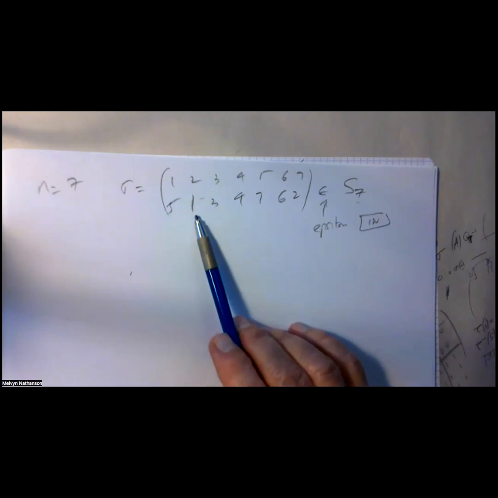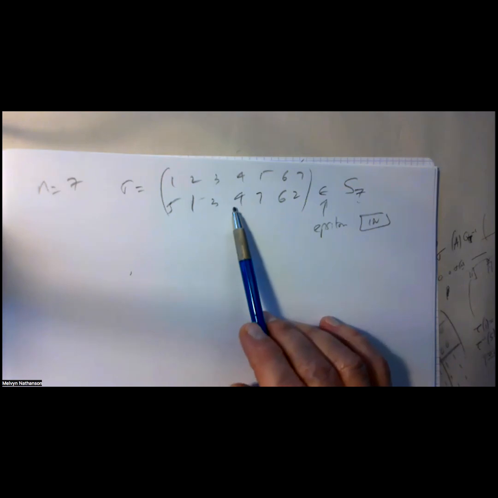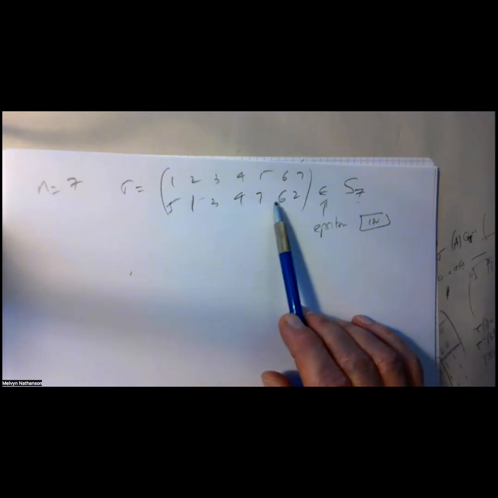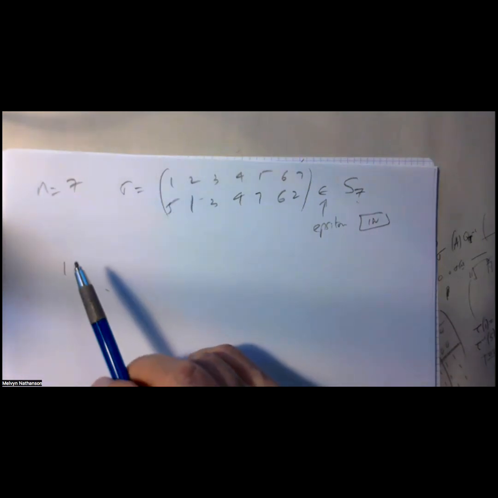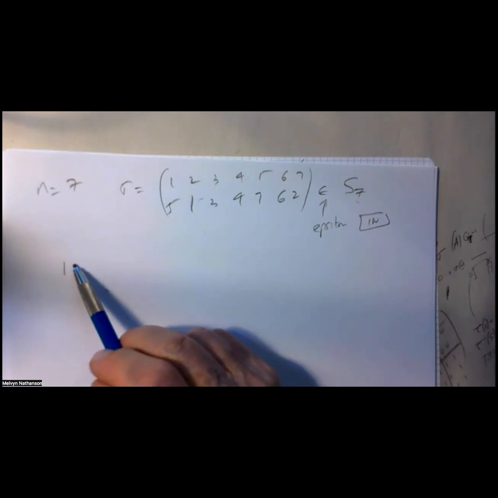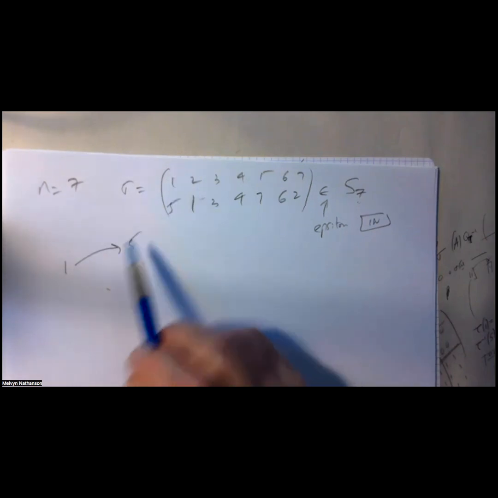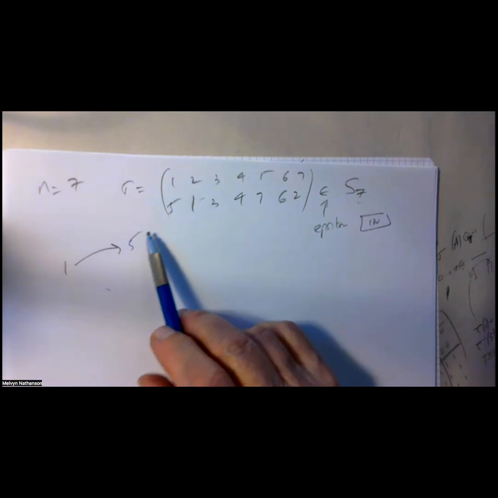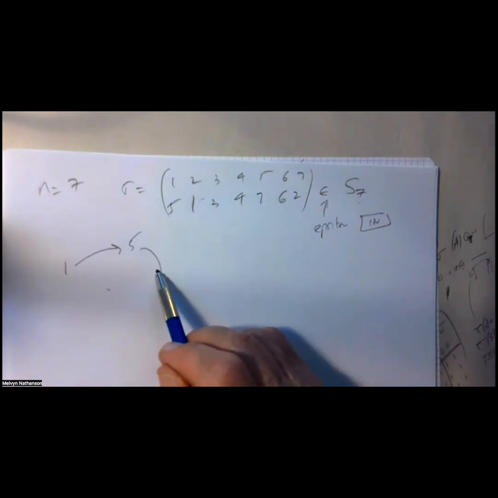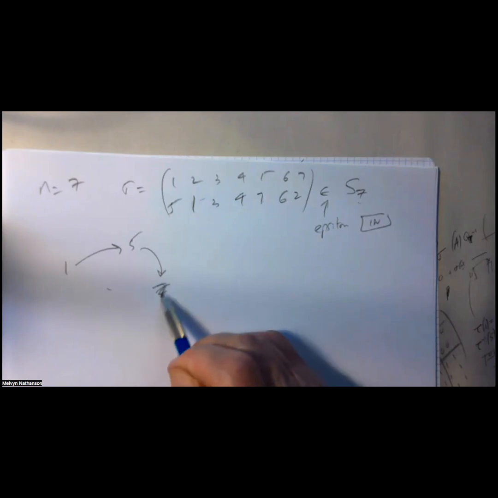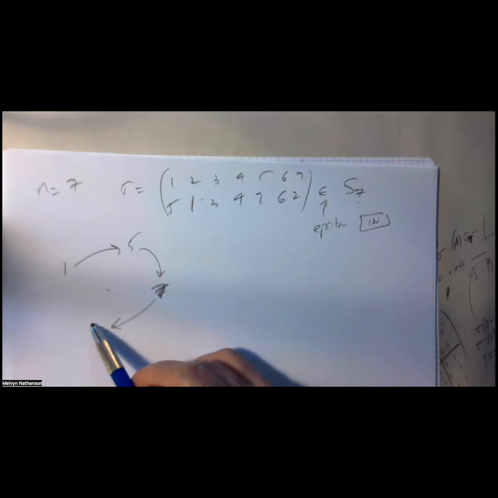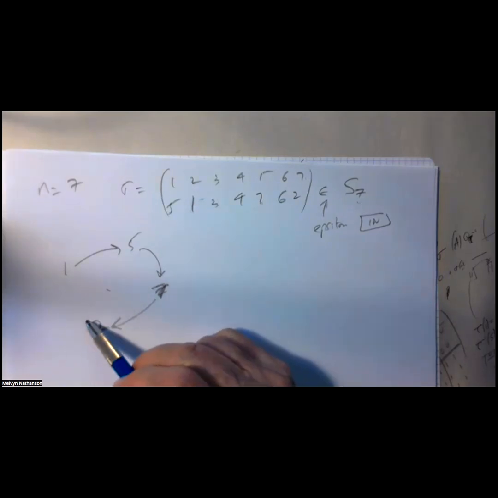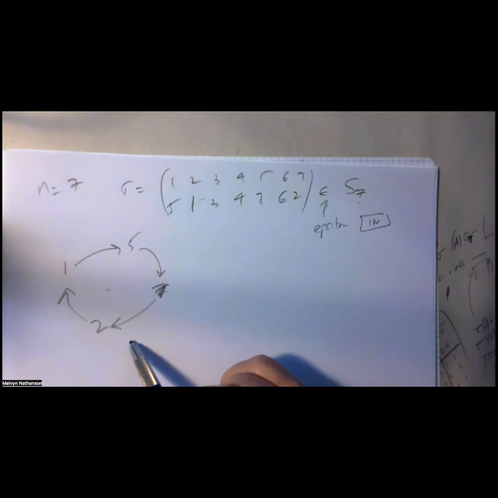So 1 goes to 5, 2 goes to 1, 3 goes to 3, 4 goes to 4, 5 goes to 7, 6 goes to 6. So we could ask what happens. Suppose we start with the number 1. Where does 1 move under sigma? So 1 goes to 5. Where does 5 go? 5 goes to 7. 7 goes to 2. 2 goes back to 1.